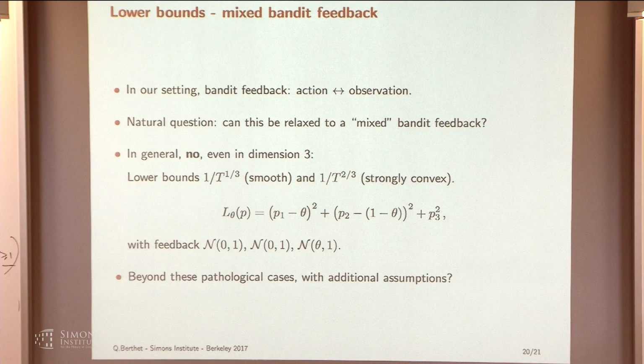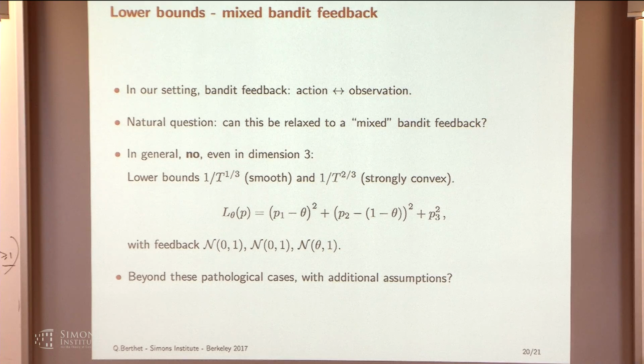Something else is that in our setting, we have a direct link between action and observation, right? So if you play action I, you observe something about the ith parameter. Natural question is, can this be relaxed to a mixed bandit feedback? This would be in particular interesting in adaptive sampling and experiment designs. In general, if you make no assumption, this can be pathologically bad even in dimension 3.